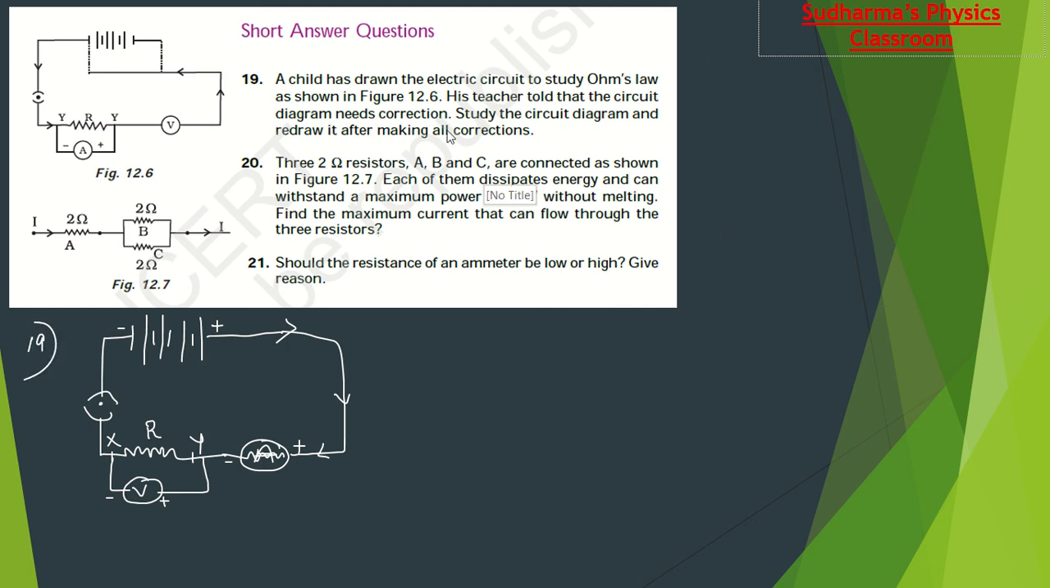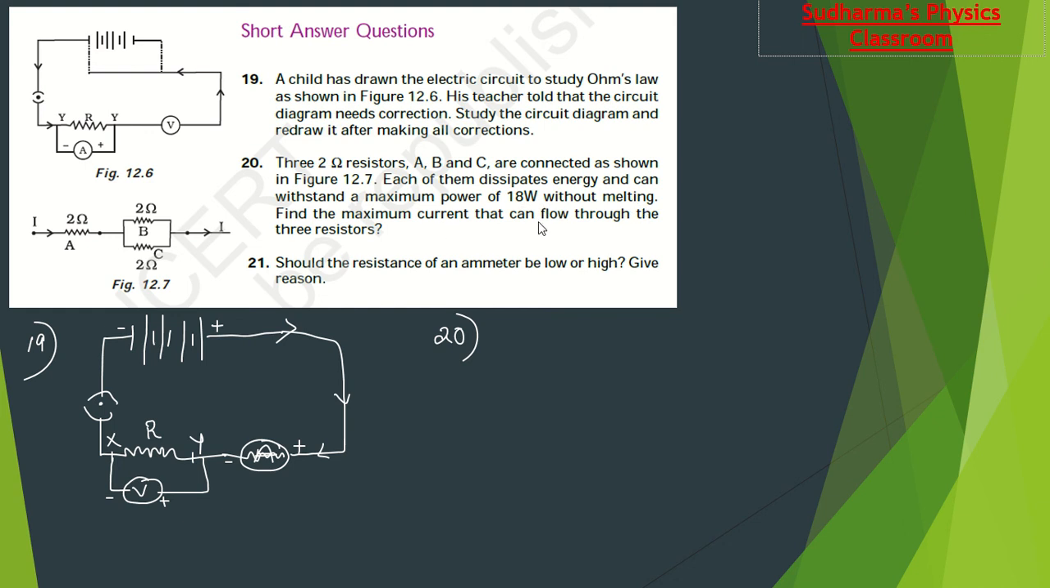Now let's do question number 20. The 20th question is: 3 2-ohm resistors A, B and C are connected as shown in figure 12.7. Each of them dissipates energy and can withstand a maximum power of 18 watt without melting.